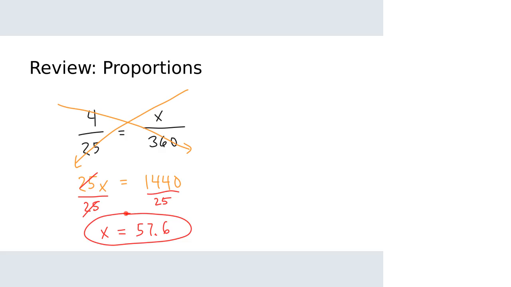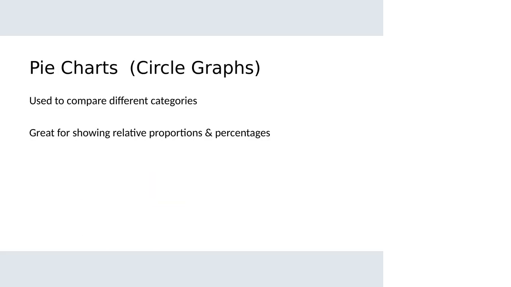The reason we do that review of proportions is because we're going to use proportions in the next type of graph we're going to look at. Pie charts or circle graphs. This is something, again, that we see often on TV, in articles that we might read. We see circle graphs, pie charts. I tend to call them pie charts, but I think circle graphs is a little more official.